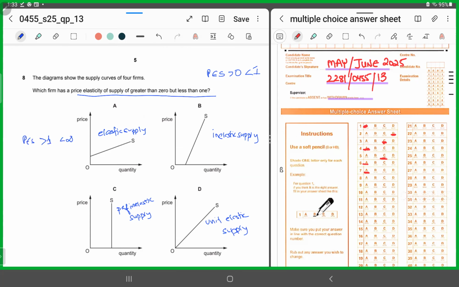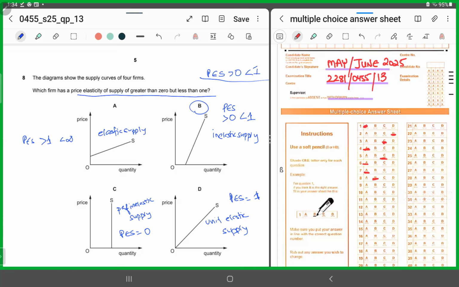When it's perfectly inelastic, it is 0. When it's unit elastic, price elasticity of supply is equal to 1. What do we want? Greater than 0 but less than 1. That's the case in inelastic. When it's greater than 0 but less than 1. So for 8, it has to be B.